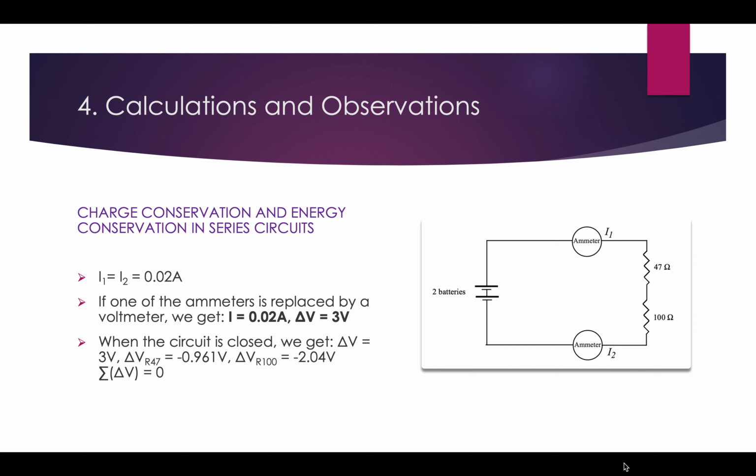Starting with the charge conservation and energy conservation in series circuits, from Ohm's law, where V equals IR, we find out that I1 equals I2 equals 0.02 amps. Now if one of the ammeters is replaced by a voltmeter, we will get the same I, and delta V equals 3 volt. When the circuit is closed, we also get the same delta V, which is 3 volt, and delta V for the 7 ohm resistor equals minus 0.961 volt, and the sum of the delta V's will be 0.